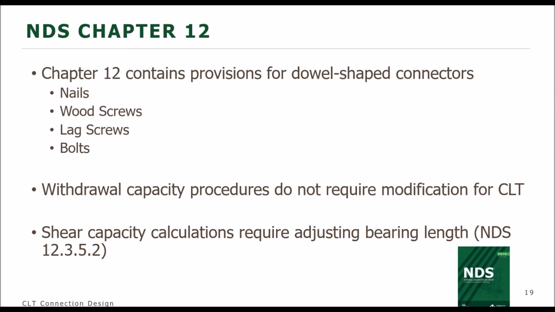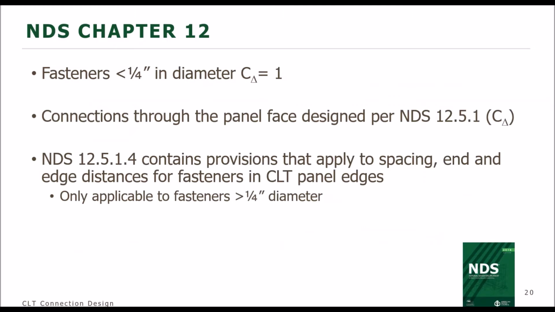Shear capacity is a little bit different, and we're going to take a look at that because the shear capacity calculations require that we adjust the main member bearing length, and that's detailed in NDS 12.3.5.2. The main member bearing length is adjusted based on the species and the specific gravity that the CLT is constructed out of.